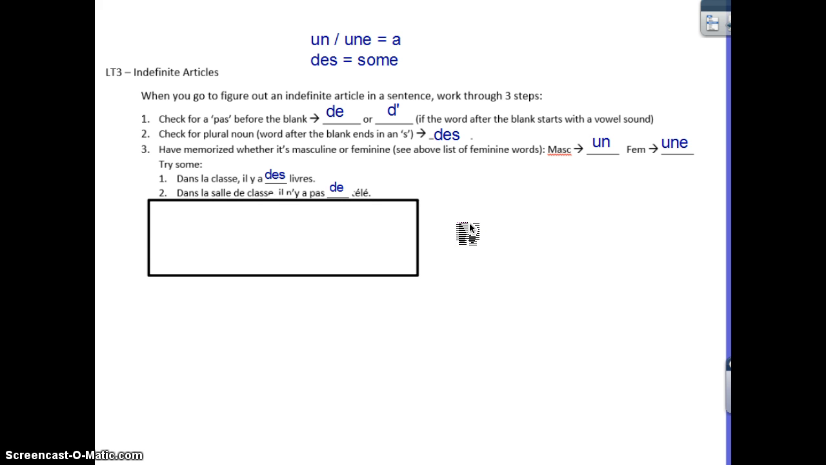As soon as I wrote in my de, I went ahead and double checked that I didn't need d apostrophe, but it didn't. It didn't start with a vowel. Télé starts with a consonant, the letter T. So dans la salle de classe, il n'y a pas de télé means in the classroom there is not a television.